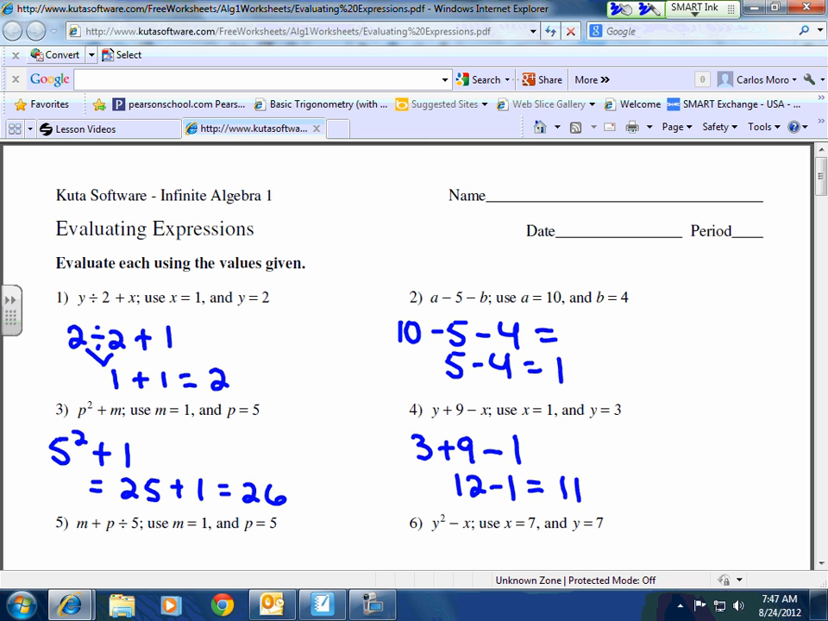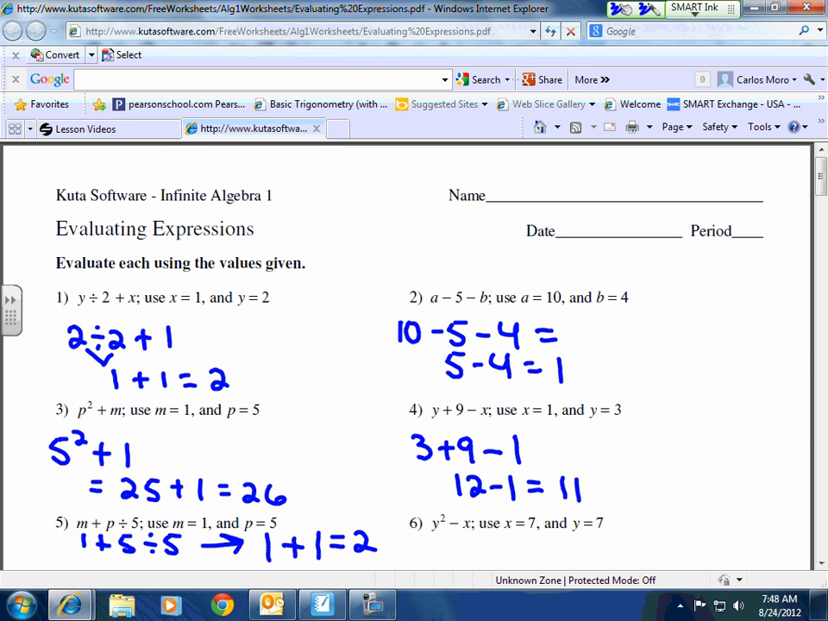Okay, we'll do 2 more. M plus p divided by 5. M is 1 plus p, which is 5, divided by 5. Well, remember the order of operations. You do not add first, you divide first. So this is really 1 plus 5 divided by 5, which is 1, and that's going to equal 2.